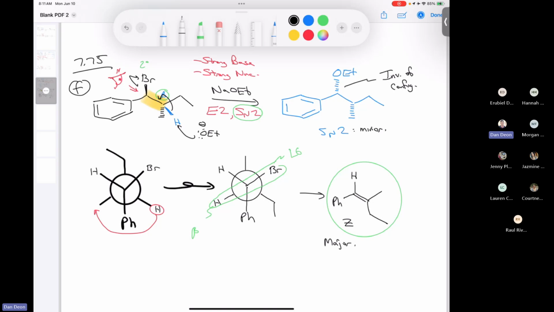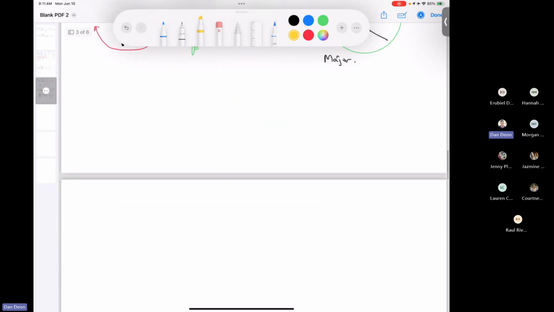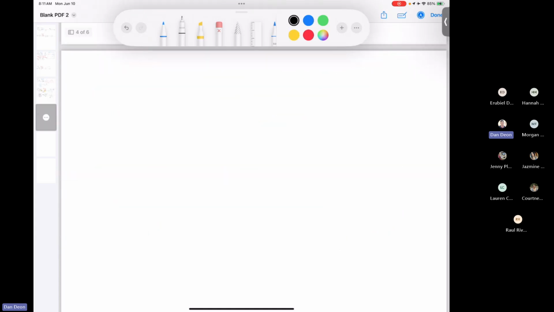So two products in this reaction, but the Z alkene is the major product. Why? Because it's the E2 mechanism that predominates when we have a secondary alkyl halide and a strong base, a strong nucleophile. Well, let's move on from there, and let's take a look at 7.75 G. We have this compound, and it's always kind of fun to practice your nomenclature along the way.